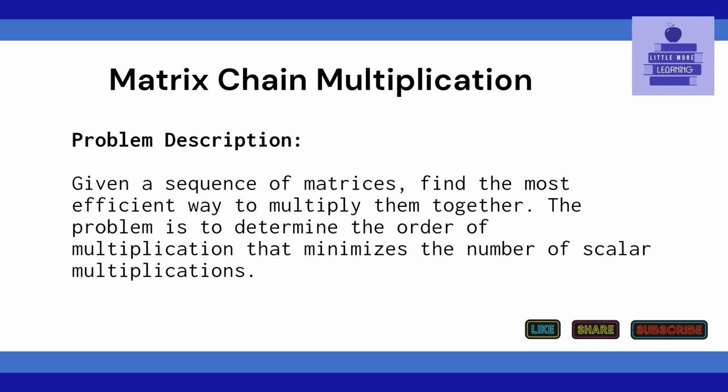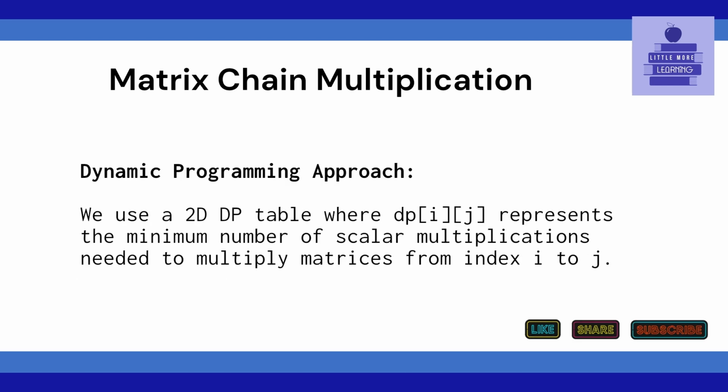Matrix chain multiplication. Problem description. Given a sequence of matrices, find the most efficient way to multiply them together. The problem is to determine the order of multiplication that minimizes the number of scalar multiplications. Dynamic programming approach. We use a 2D DP table where dp[i][j] represents the minimum number of scalar multiplications needed to multiply matrices from index i to j.